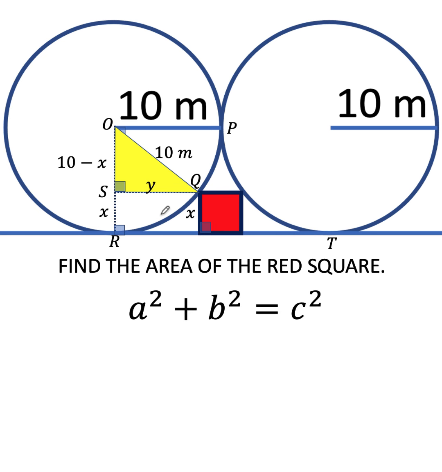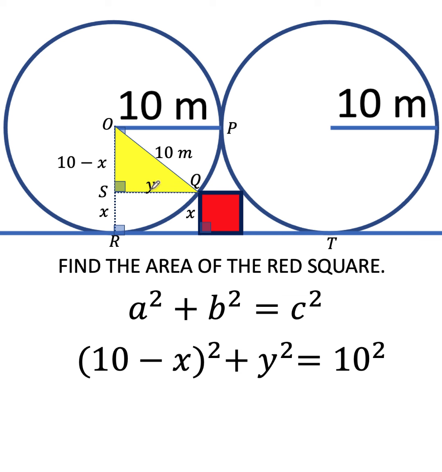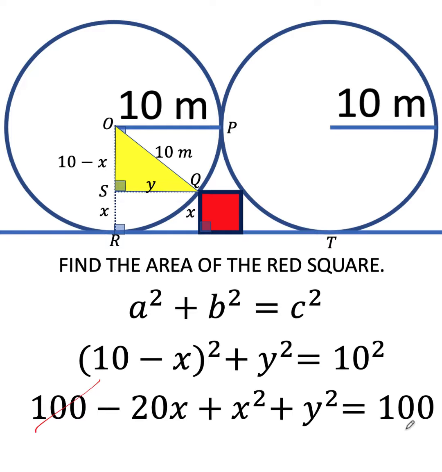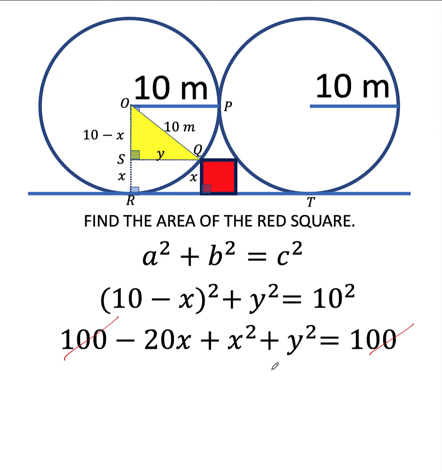From the Pythagorean theorem, we can form this equation. The square of 10 minus x plus the square of y is equal to the square of the hypotenuse with a length of 10 meters. Expand this square of binomial as 10 squared or 100 minus twice the product of 10 and x, so we have minus 20x, plus the square of x. Copy all the rest. Subtract 100 from both sides and solve this equation for y squared to arrive at y squared equals 20x minus x squared.